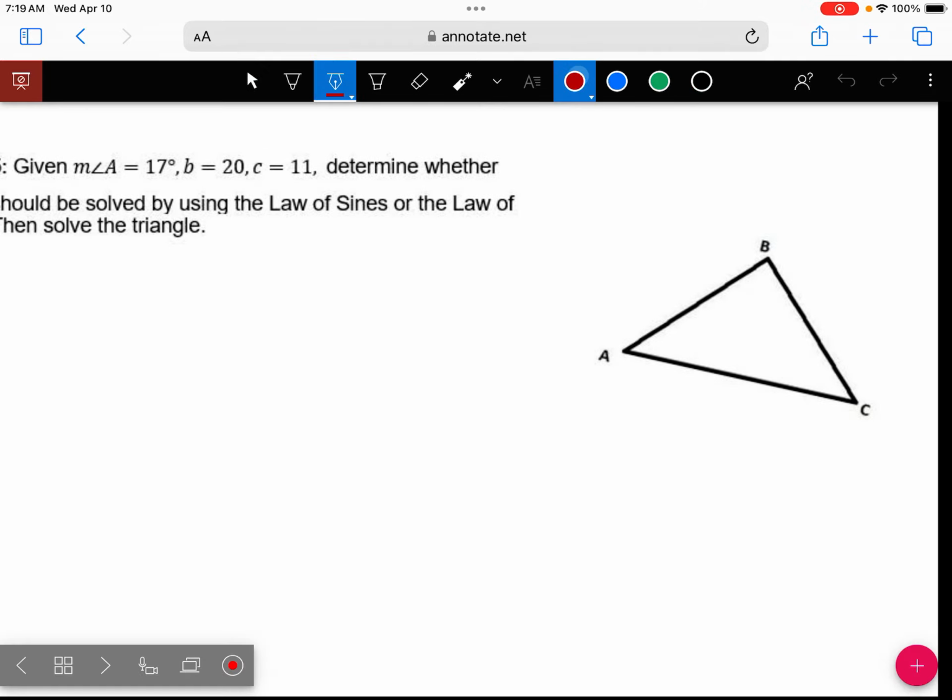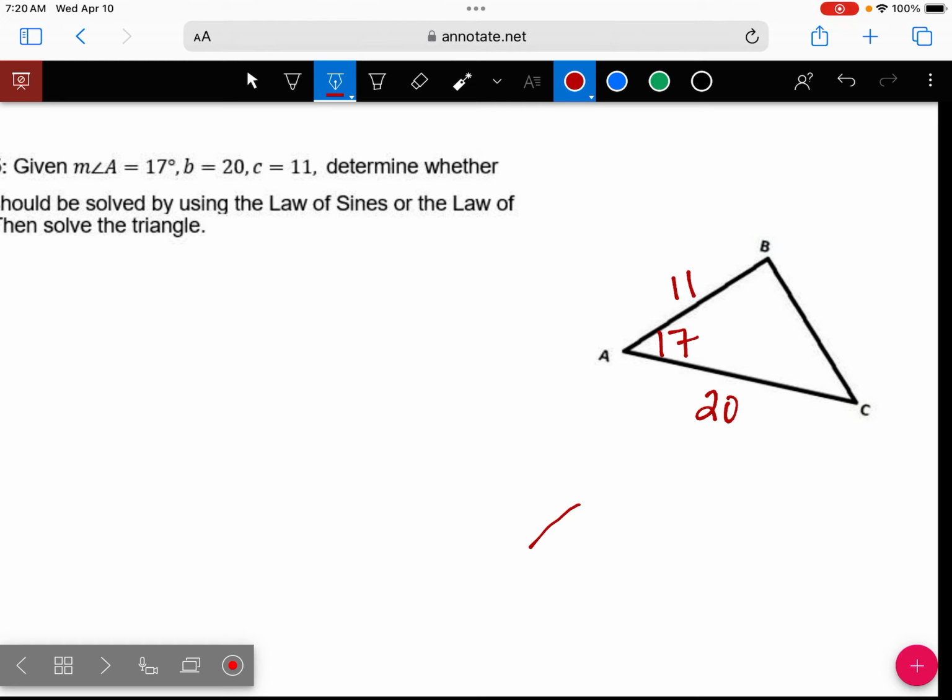Angle A is 17. Little b is 20. Little c is 11.